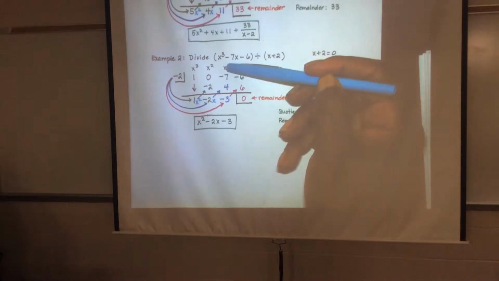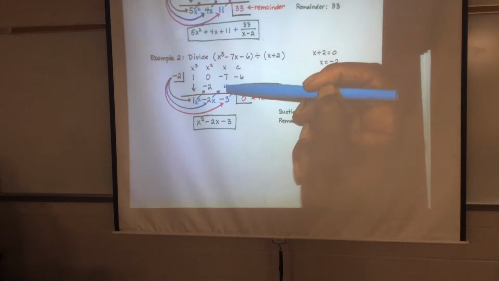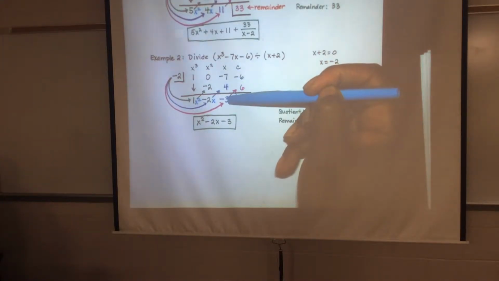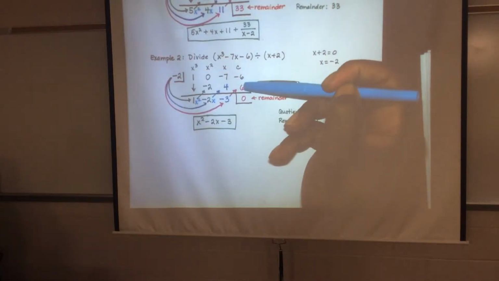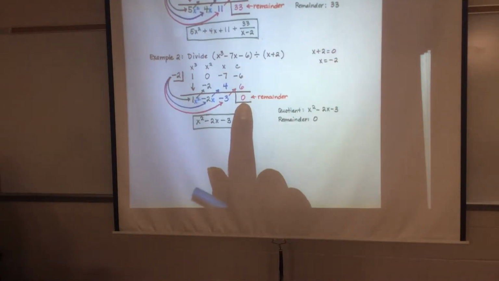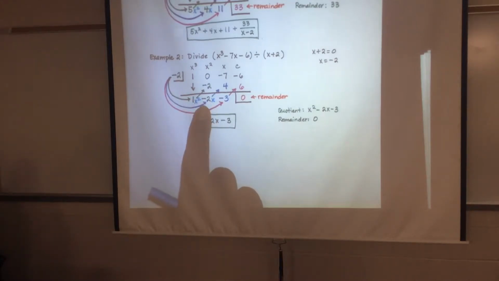And then do negative 2 times negative 2, that's going to give me this 4 right here. If I add negative 7 and 4 together, I'm going to get negative 3. And then finally, negative 2 times negative 3 will be 6. Negative 6 plus 6 will give me a 0 remainder. The last number in the last row is your remainder. And the 1, negative 2, and negative 3 are going to be your quotient. So 0 is my remainder, the negative 3 is your constant term, the negative 2 will be the coefficient of x, and the 1 will be the coefficient of x squared.